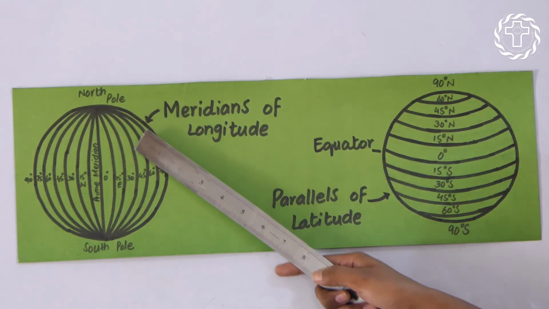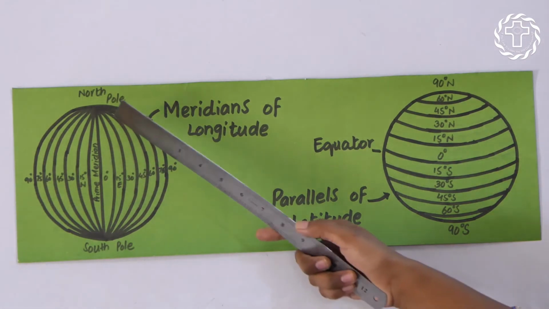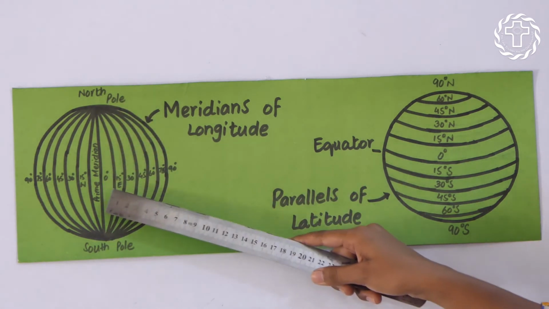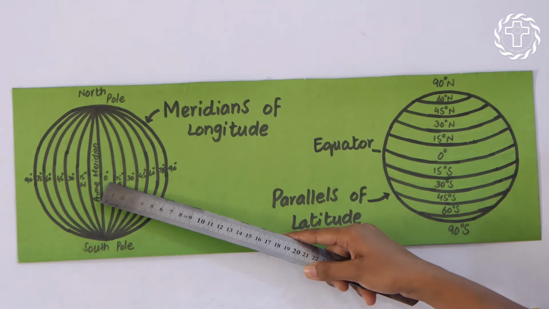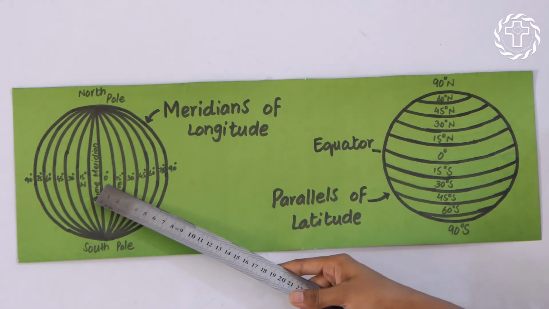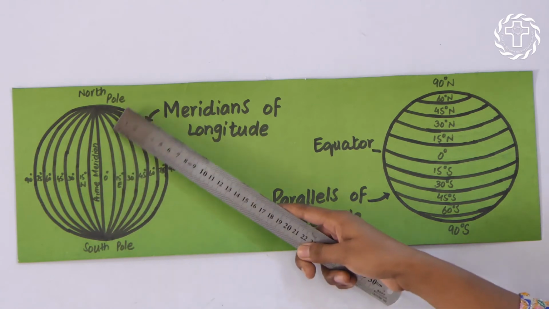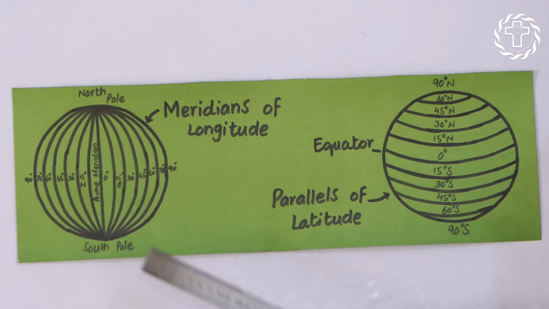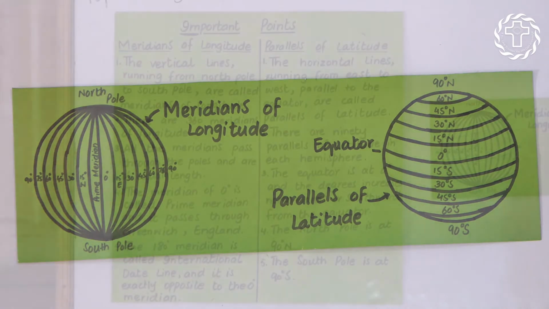These are the meridians of longitude. The central line is called prime meridian. It is at 0 degree. 180 degree meridian is exactly opposite the 0 degree meridian. It passes through the Greenwich. It is the name of a place present in England.